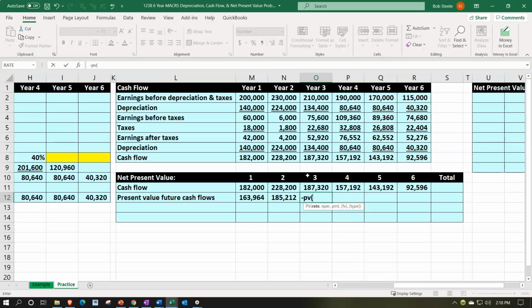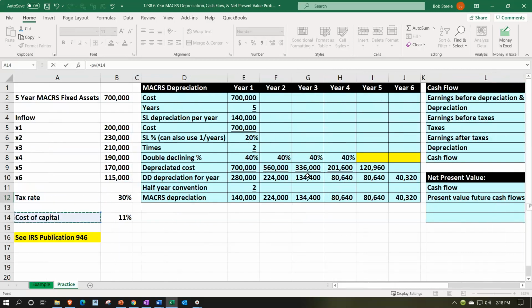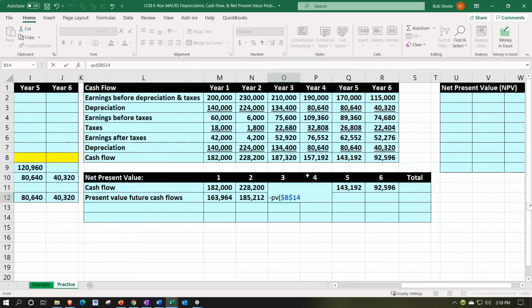PV, Shift 9, rate, all the way to the left, 11%, F4 on the keyboard, dollar sign before the B14, comma, periods, 3 of them, comma, because it's not an annuity, future value, 187,320 right above it, enter. There we have it. Now let's just copy it across and do it the easy way.